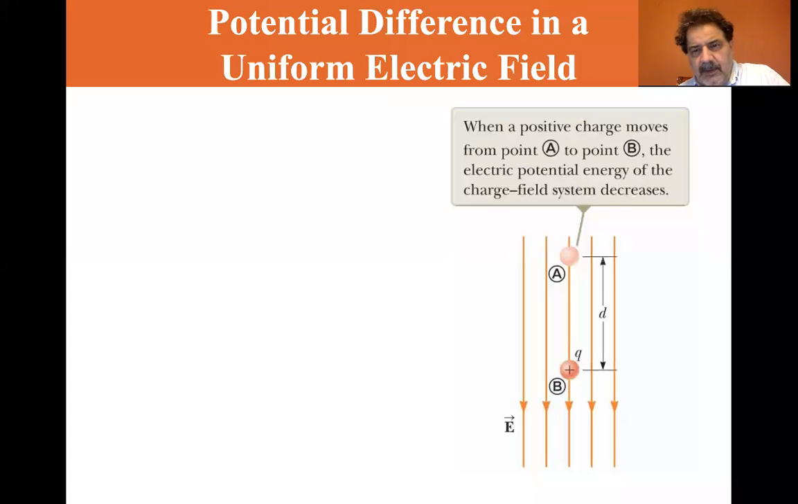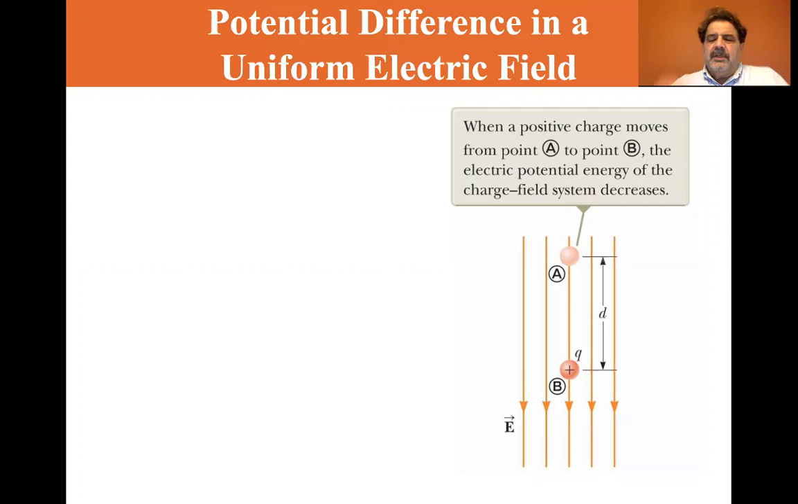All right, we're at section 24.2, potential difference in a uniform field. Let's share the PowerPoint. And we see a positive charge in a downward going electric field. And we see that when a positive charge moves from point A to point B, the electric potential energy of the charge field system decreases.